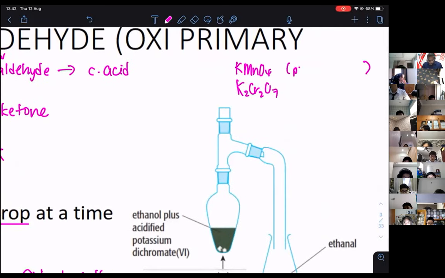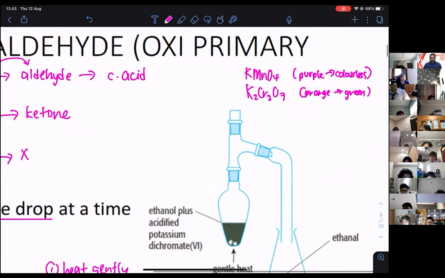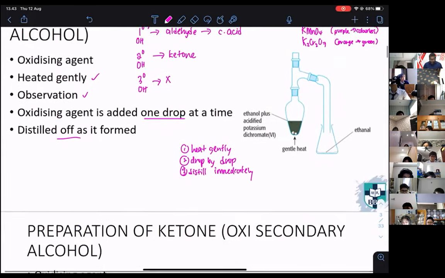Purple to colorless. Yeah, good. Purple to colorless. And then how about potassium dichromate? Orange to green. Yes, remember. Okay, orange to green. Green is a nature color. You can memorize this. So this is very important. Okay, let's move on to the next part.